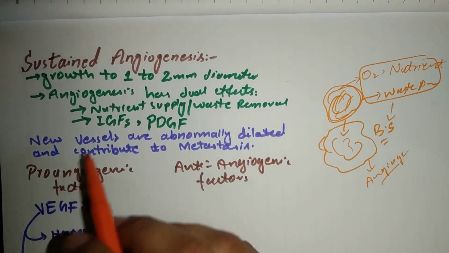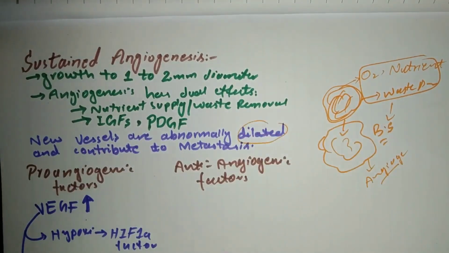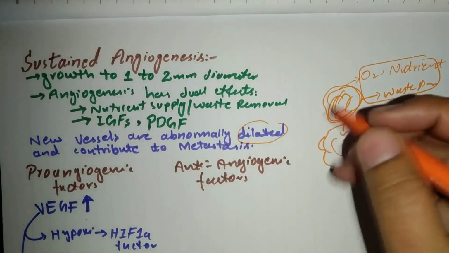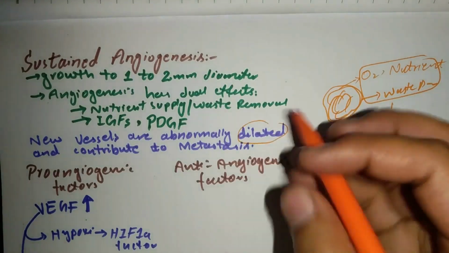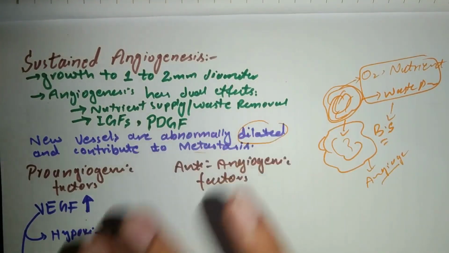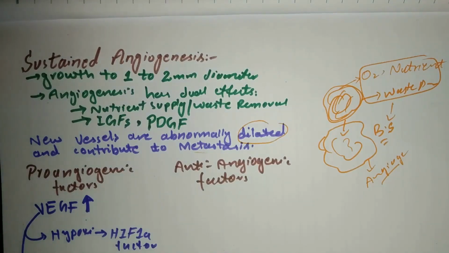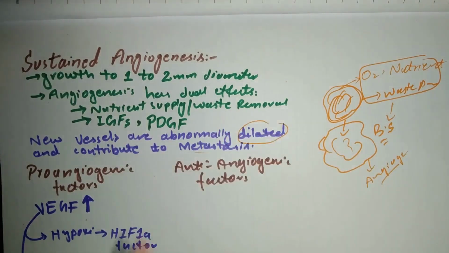However, the new blood vessels which will be formed are usually dilated, and they have abnormal connections, and they also contribute to the metastasis. So new blood vessels are not only necessary for tumor growth but also contribute to the metastasis. And these new blood vessels are formed under the influence of pro-angiogenic factors, which include insulin growth factors and platelet-derived growth factors. And another important enzyme which plays a role in the balance between pro-angiogenic and anti-angiogenic factors is protease enzyme.